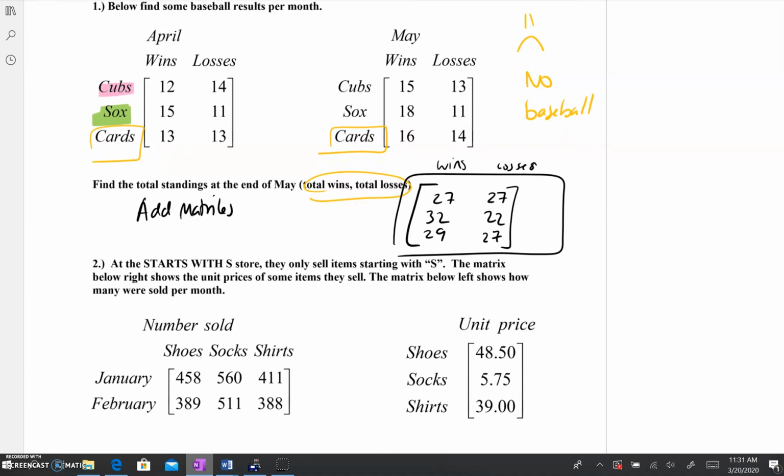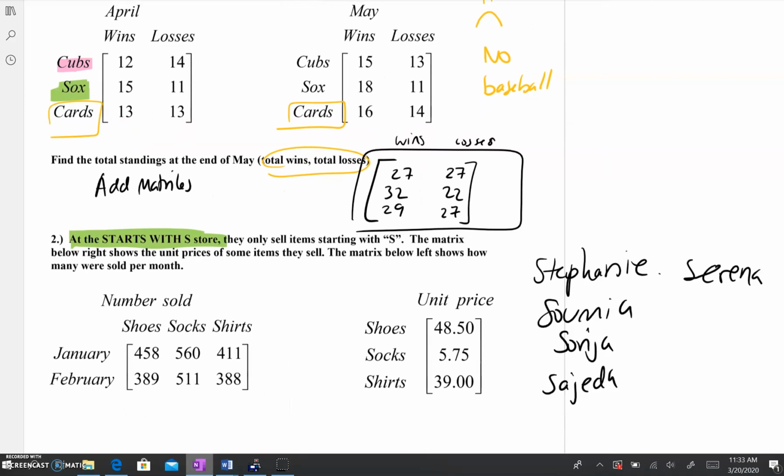This next one, people really enjoy this problem every year. At the Starts with S store. This is a store where they only sell things that start with the letter S. So you know that someone who is really self-centered and their name starts with an S, like maybe Stephanie started this store, right? So at this store, they only sell things that start with the letter S. So for instance, they sell shoes and socks and shirts, all kinds of things that just start with the letter S.